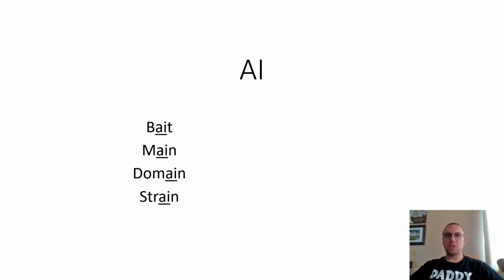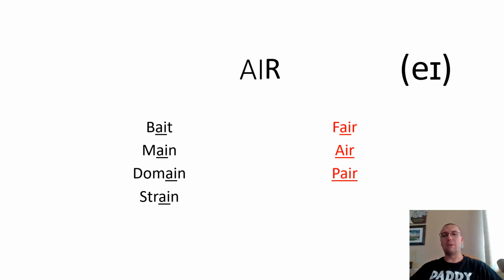The first combination that I want to show you is AI, which actually uses the same sound as the long A. For example, in bait, main, domain, strain. The only exception to this is when we have an R at the end, such as in fair, air, and pair.